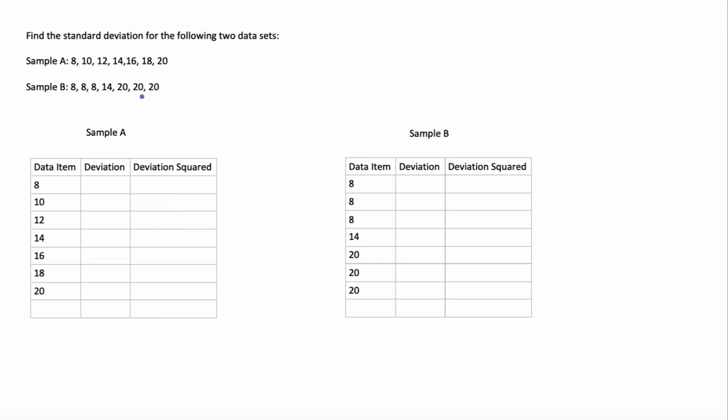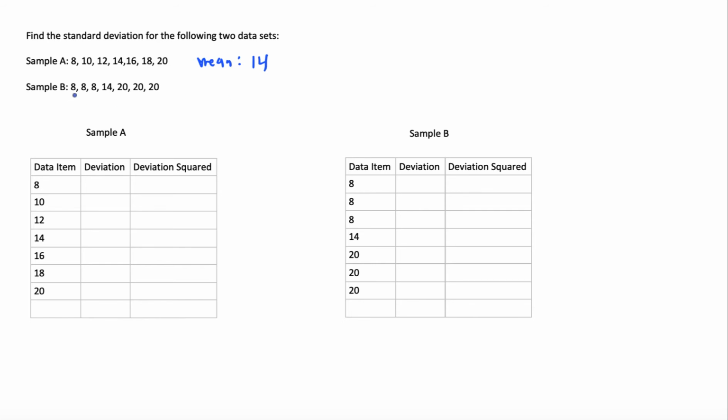All right, so if you want to find the standard deviation, there's 7 steps. Hopefully you have the notes or you've looked up how to find the standard deviation. The first thing we want to do is find the mean. We add all these 7 numbers together and then divide by 7. The mean in this case for sample A is going to be 14.